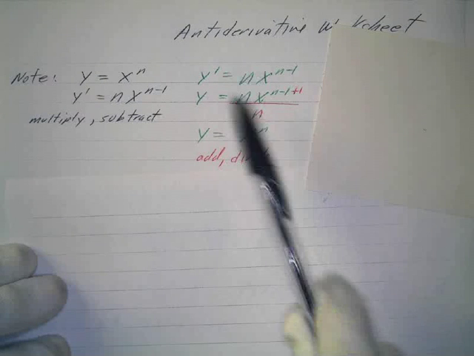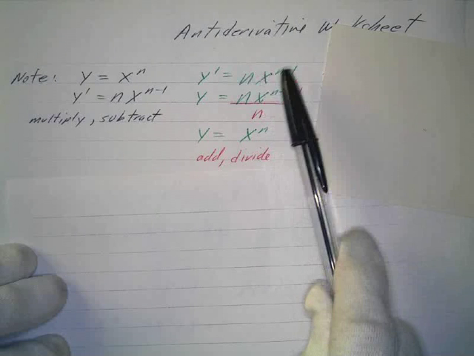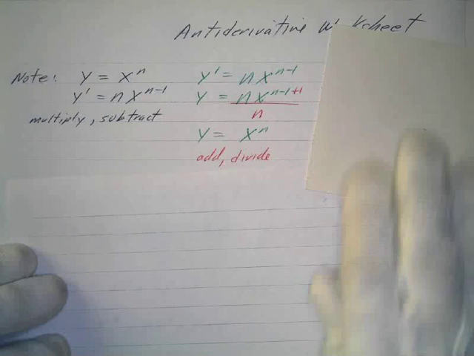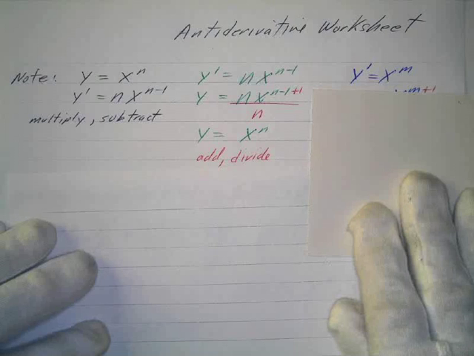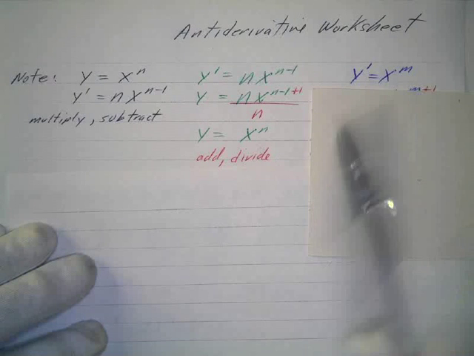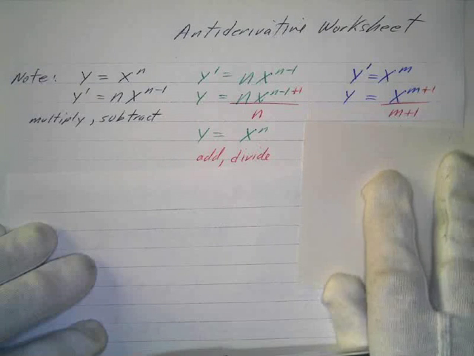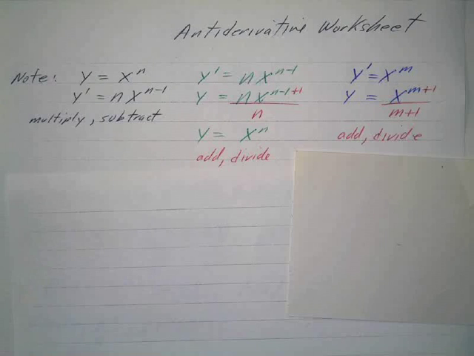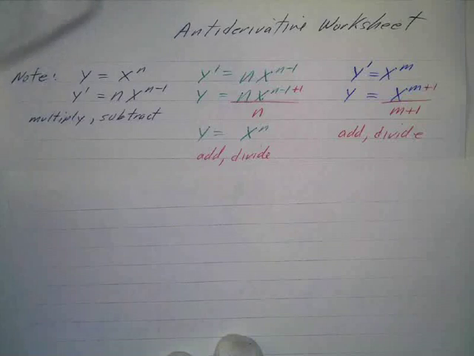And you can see how this works out, so this ends up being the same thing. If you take the derivative of x to the n, you get n times x to the n minus 1. If you take the antiderivative of this, you get x to the n. So in general, if y prime is x to the m, then again we would follow the same order. We would add 1 and then divide by the new exponent. So if I add 1 to the m, I get x to the m plus 1 divided by m plus 1. So that's in general what we do when we're reversing the power rule to find the antiderivative. Okay, so that being said, let's go on and try some problems.